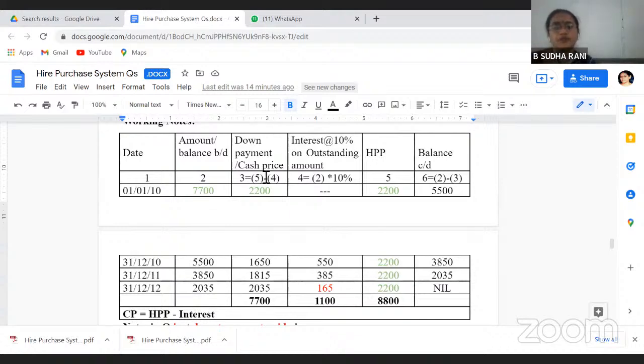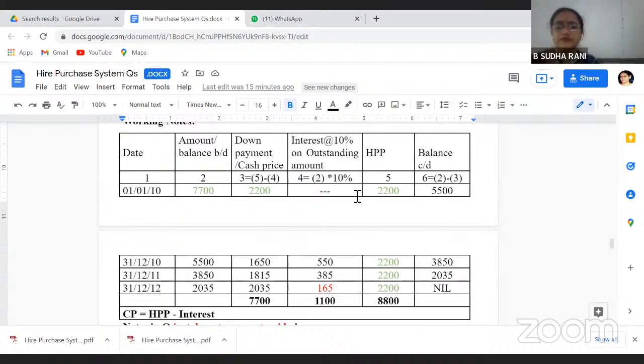And the down payment or cash price. The first installment, whatever you pay on the date of agreement, is said to be the down payment. Whatever is the cash balance to be payable for all the years. Next, the fourth column is the interest column, where you will show the interest percentage. Interest will be charged upon the cash to be payable.